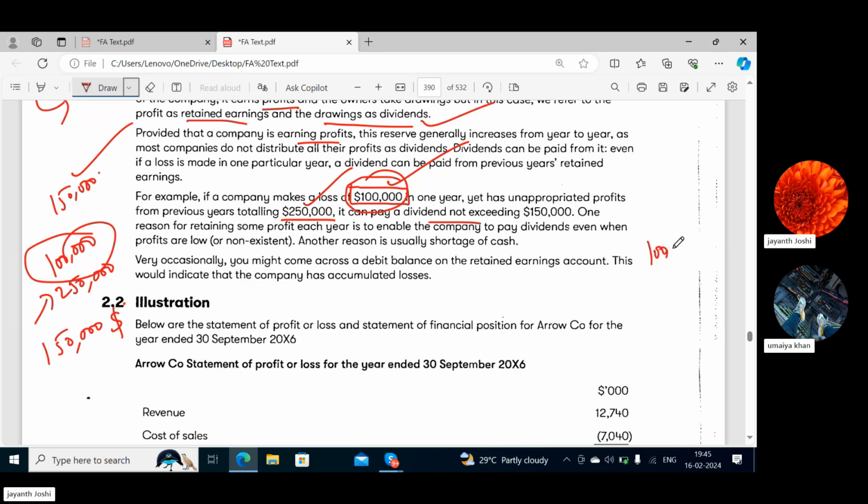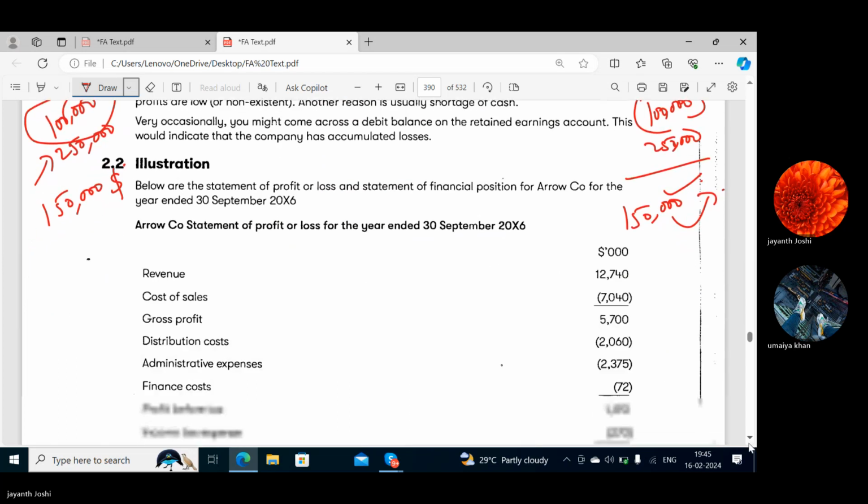There is a loss of 1 lakh this year. Previous year profit of 250 brought forward. The loss is nullified. The figure left over is 150. From this, can I pay dividends? I can appropriate or allocate some amount for dividend payments. Yes, I can do that.